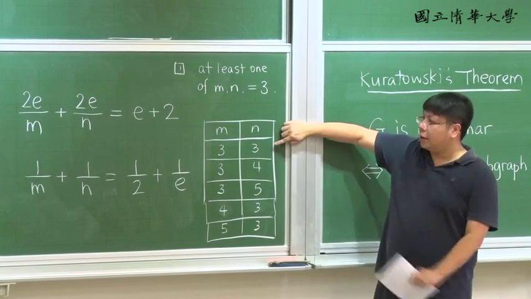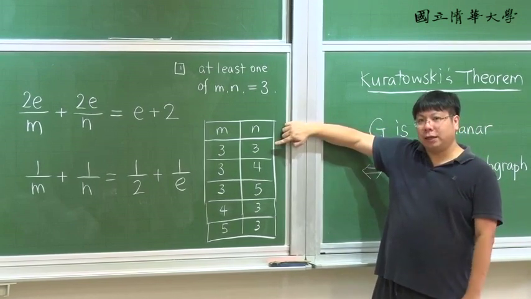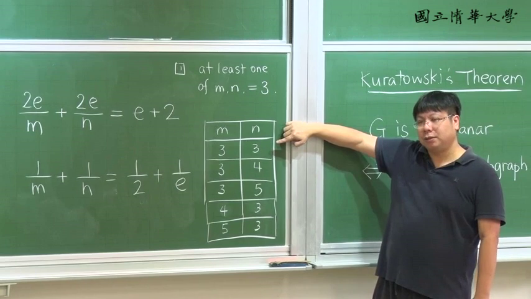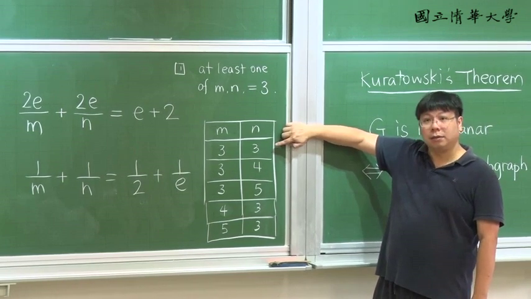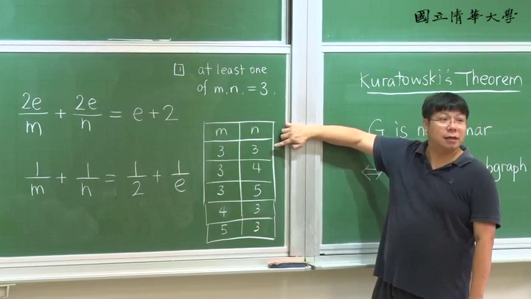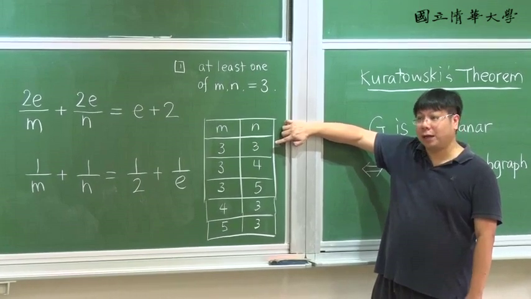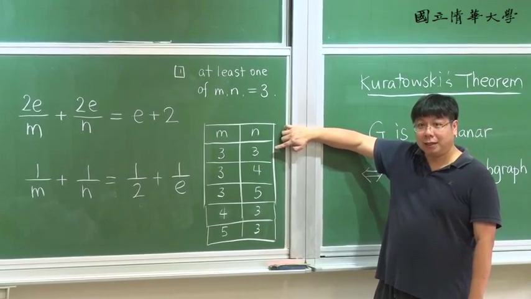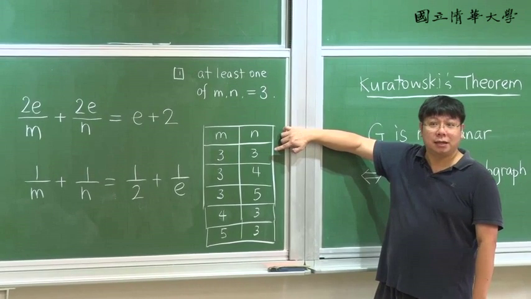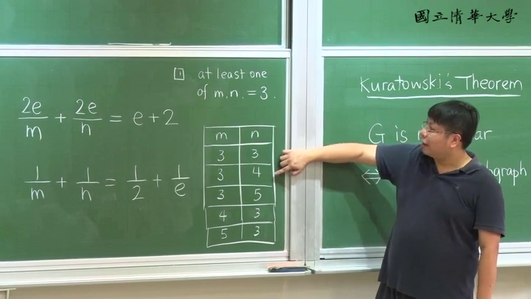So this is a triangle, and each corner has degree 3. It is made up of triangles, each vertex having degree 3. So this is a tetrahedron. Very good.